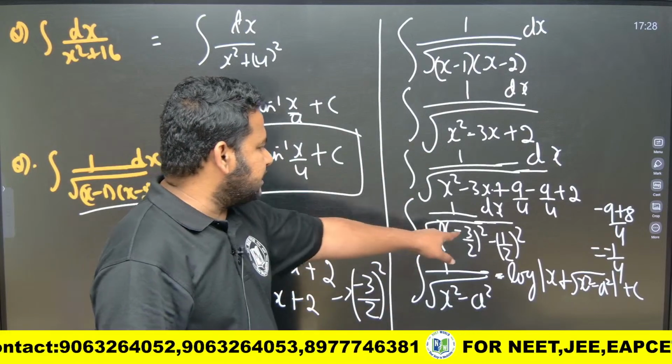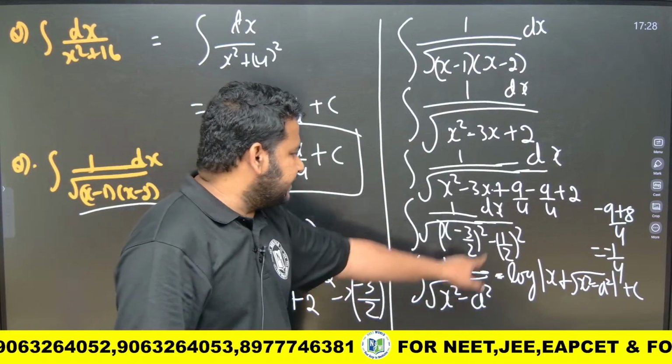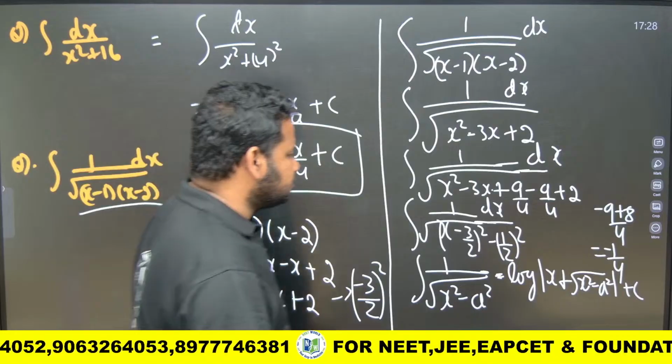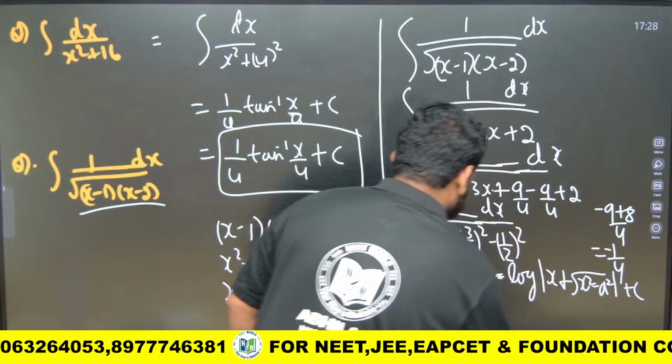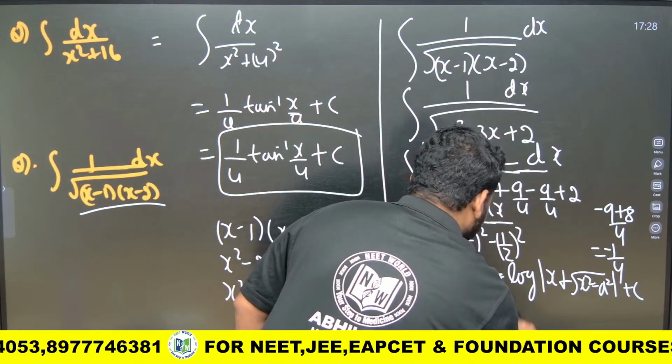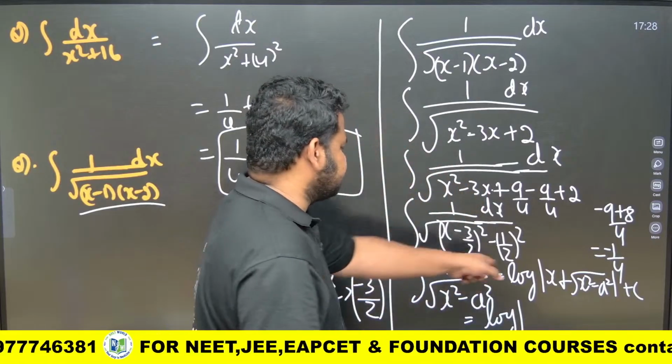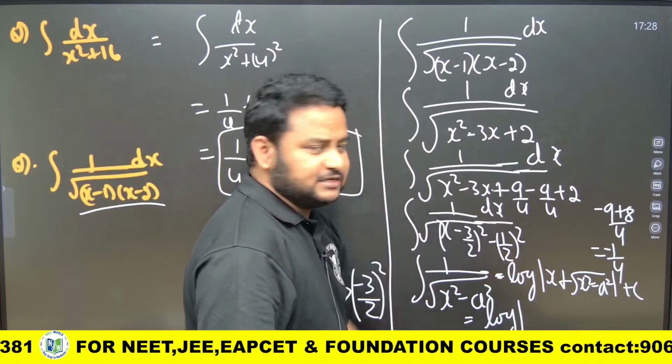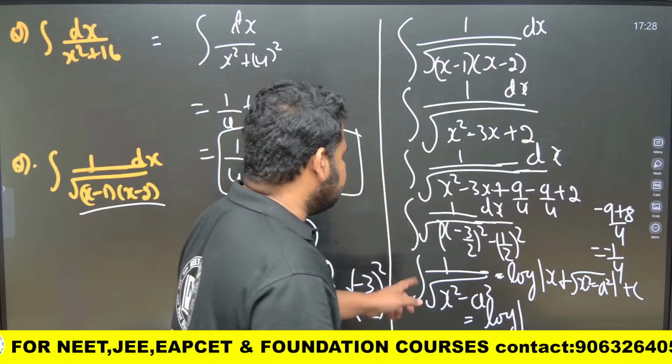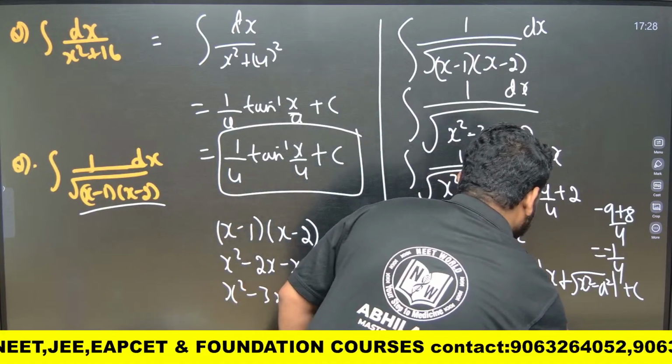Here x is what? x minus 3 by 2. And a is what? 1 by 2. So the answer becomes what? I can write it here. The answer becomes log of x plus square root of x square minus a square. That is nothing but equal to what? x is x minus 3 by 2.